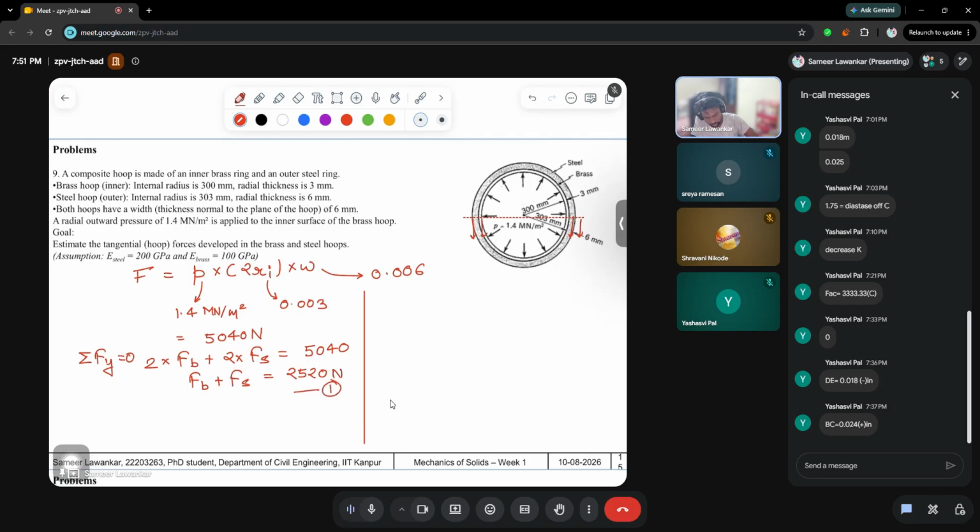Similarly, using strain compatibility: when composite members have been created, you have to remember that strain compatibility always exists. What is the meaning of strain compatibility? It simply states that the strain offered by one member will be equal to the strain offered by another member. What is the reason for this?